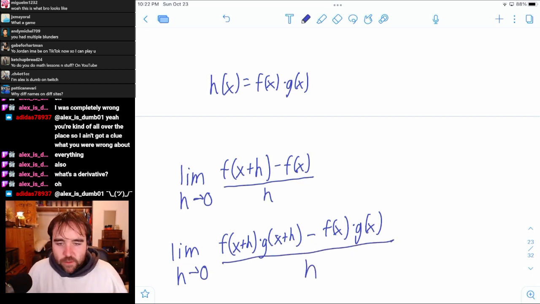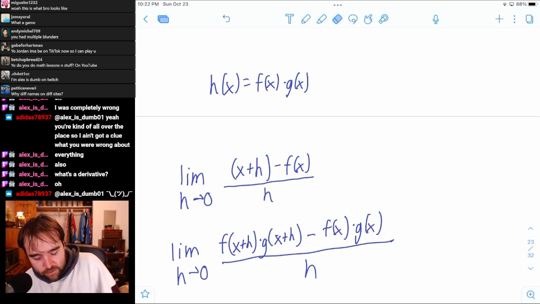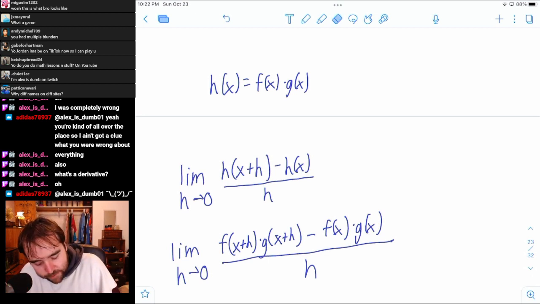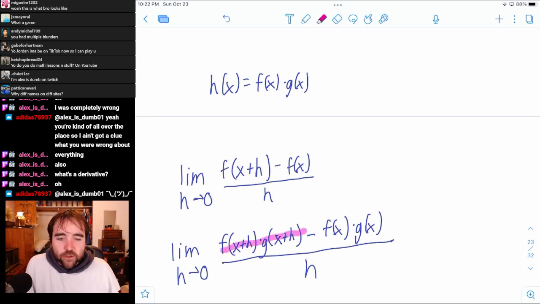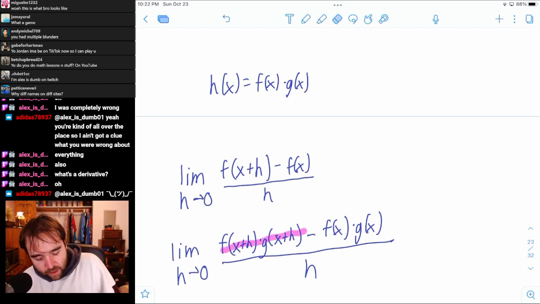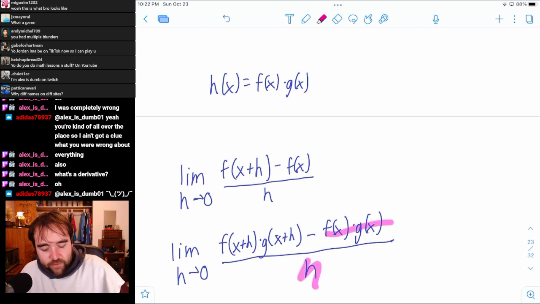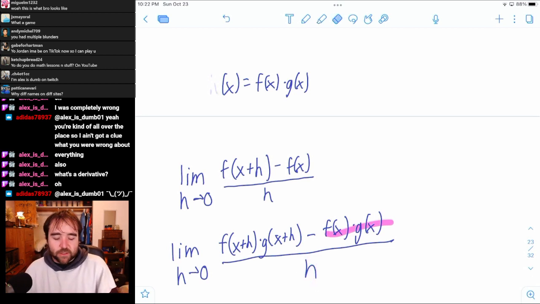I feel like I need to rewrite this because none of those letters get confusing. But remember, they're just stand-ins. They're just variables. They can be anything. But yeah, so see, this is our h function. That's h of x plus h. That's the h function with x plus h instead of x. And then minus h of x. So that's this part right here. That's just the normal h function. And then all of that divided by h. Remember, that h is not related to this h up here.